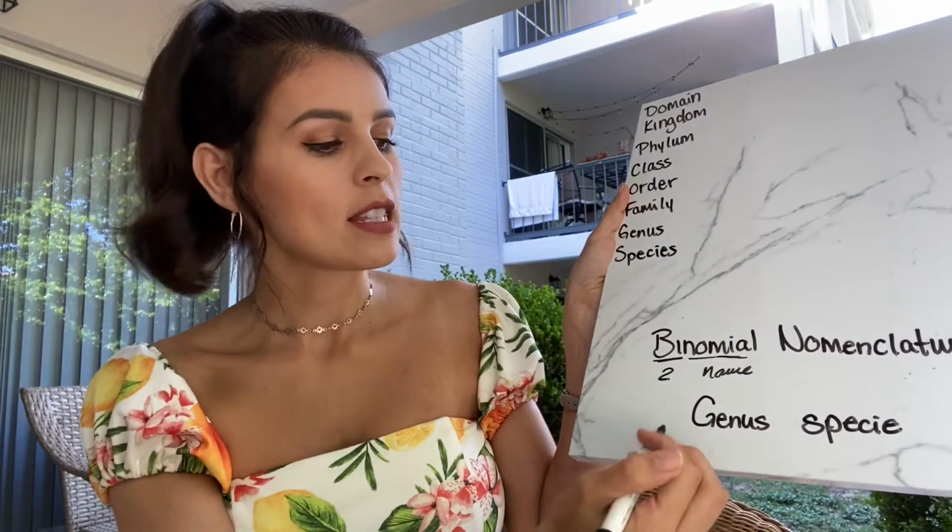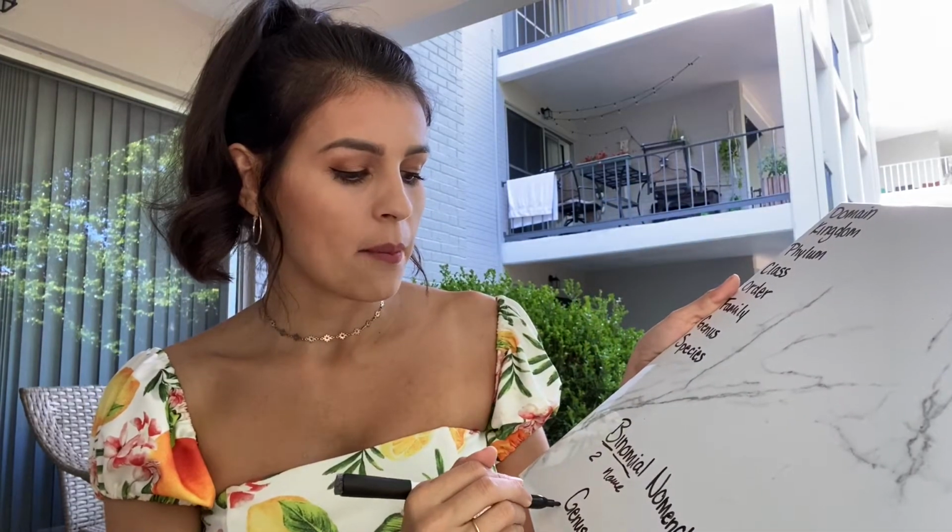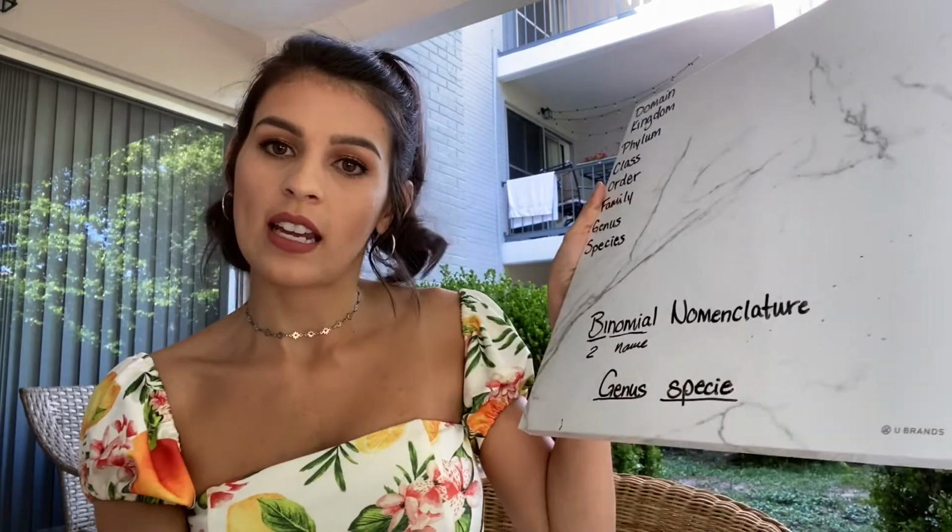Genus comes first, and then species follows. When you write it, you always capitalize the genus and you have the species lowercase. When you're writing it by hand, you underline it, but if you were to type it, you would italicize it. So that's the proper format to write binomial nomenclature in. Those are going to be the scientific names of all of our animals. Usually they are Latin names or Latin words.